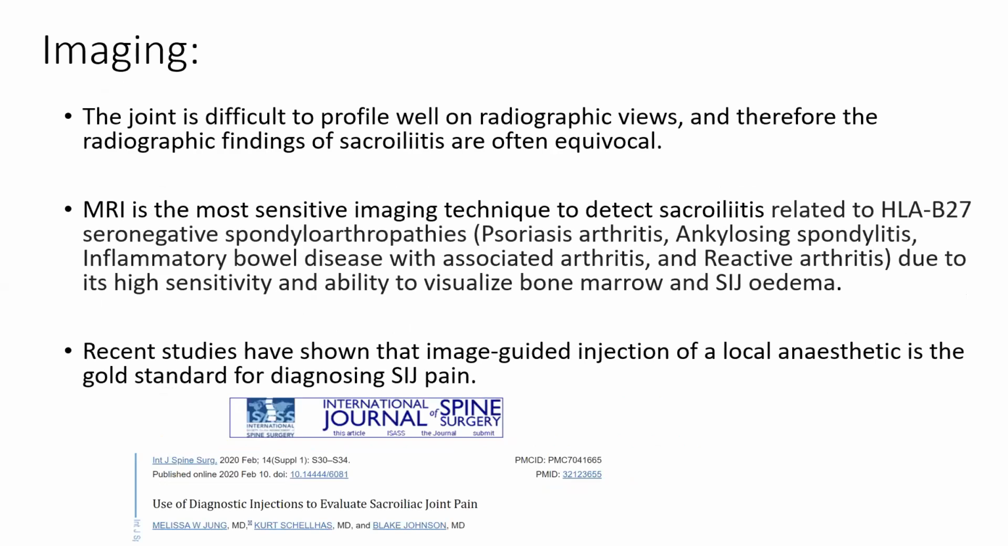The joint is difficult to profile well on the radiographic view, and therefore radiographic findings of sacroiliitis are often equivocal. MRI is the most sensitive imaging technique to detect sacroiliitis related to HLA-B27 seronegative spondyloarthropathies like psoriatic arthropathy, ankylosing spondylitis, and inflammatory bowel disease with associated arthritis and reactive arthritis, due to its high sensitivity and ability to visualize bone marrow and SI joint edema. Recent studies have shown that image-guided injection of local anesthetic is the gold standard for diagnosis of SI joint pain.